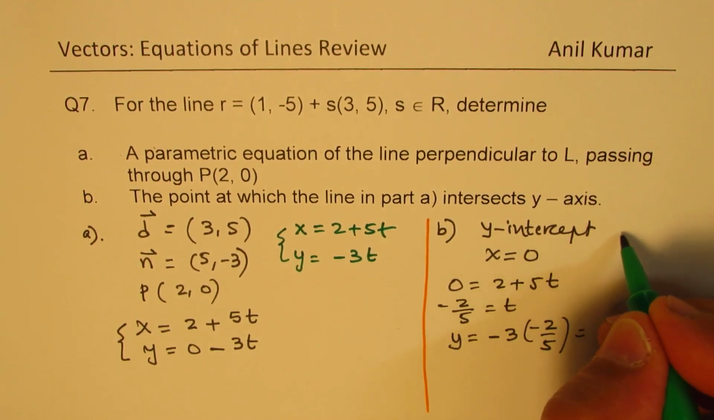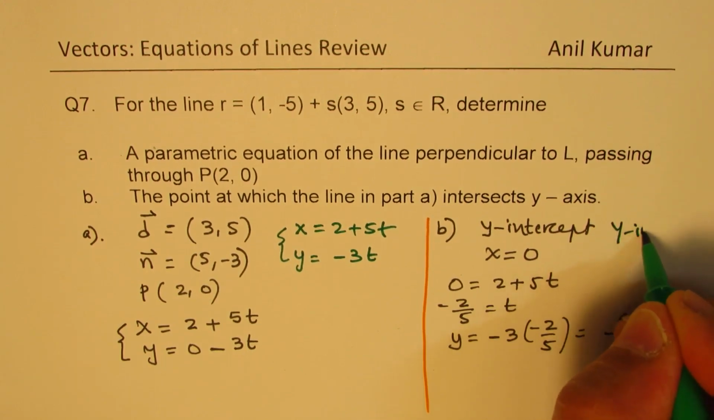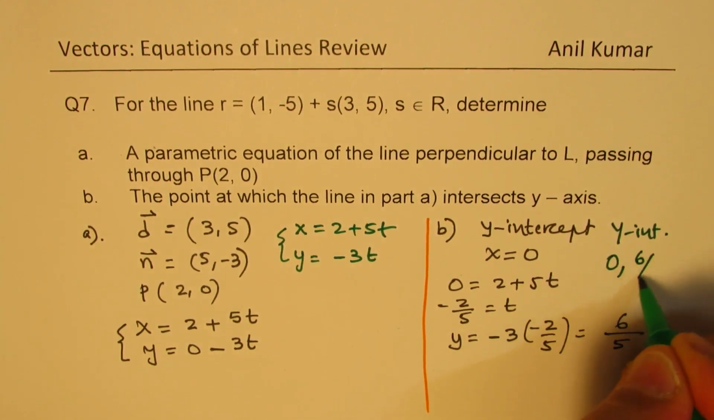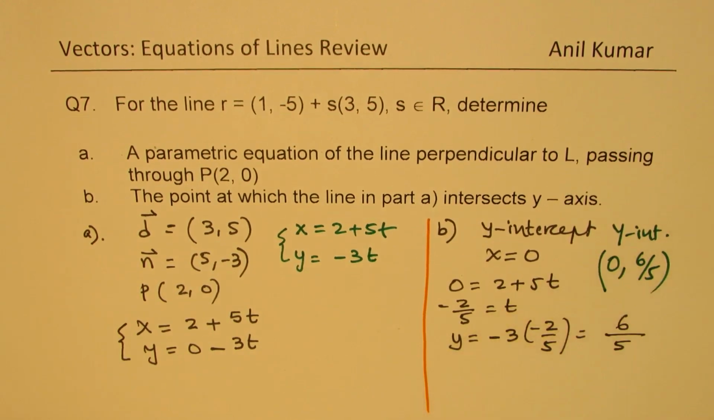So therefore, the y-intercept is at (0, 6 over 5). Is that clear to you, right? So that is how we are going to answer this question.